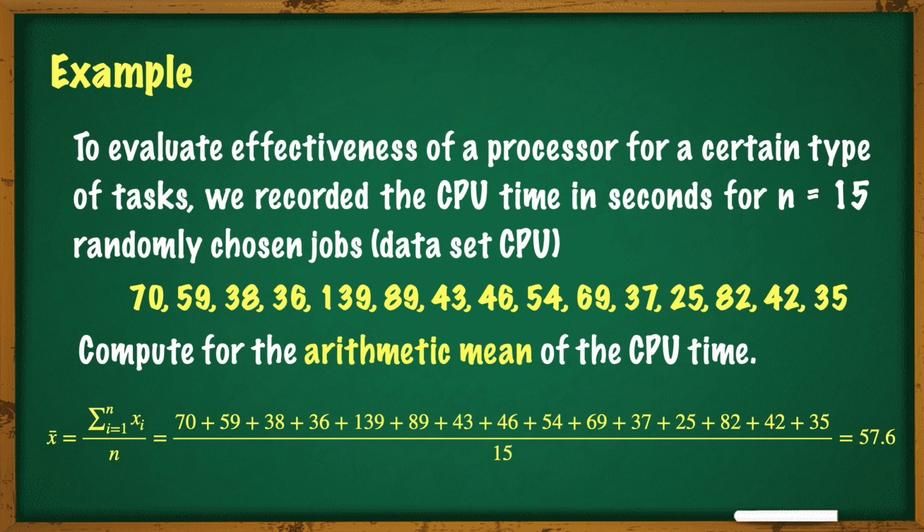To solve this, since the CPU time is a sample data, we're going to use the formula for the sample mean expressed as X bar, which is equal to the sum of all the values of the CPU time divided by the total number of observations, which is 15. Then we get the arithmetic mean of the CPU time, which is equal to 57.6.